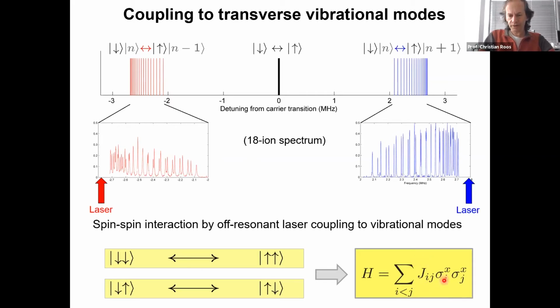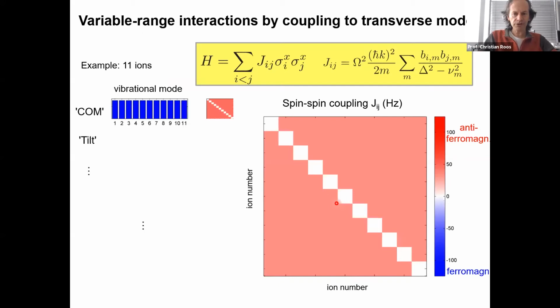Now, what does the spin-spin coupling matrix look like? For this, we can calculate the coupling strength in second-order perturbation theory, and we obtain a formula which is fairly easy to understand. What is important here is there's a sum where the index m runs over all vibrational modes that participate in the coupling. And secondly, there are these constants B_im and B_jm, which tell you how much the ion i, for example, participates in the mode that is indexed by the mode number m.